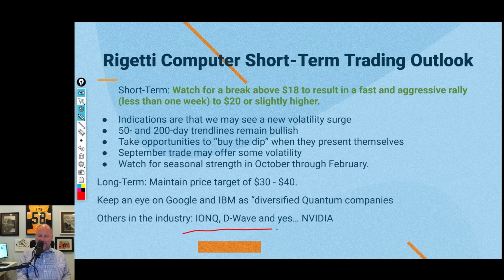Other companies you'll find in the Speculative 7 report, IONQ, D-Wave. NVIDIA's not in there because it's Mag 7 and I think it gets replaced. Nonetheless, you get the idea. There you go. A great overview of what happened with Rigetti Computing, where it's going, and a little bit of an insight into how I use options to leverage these trades.